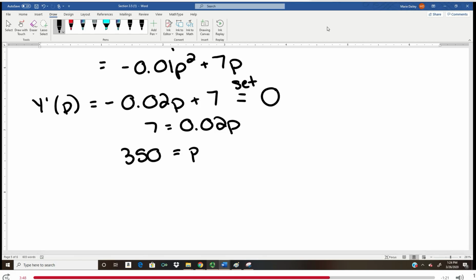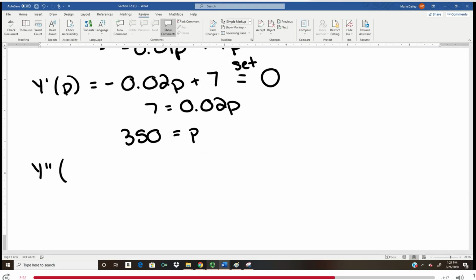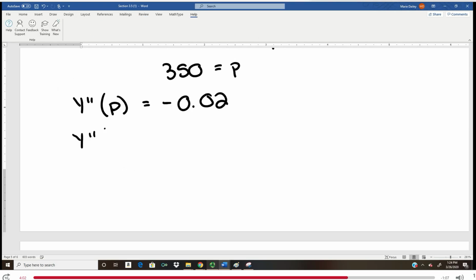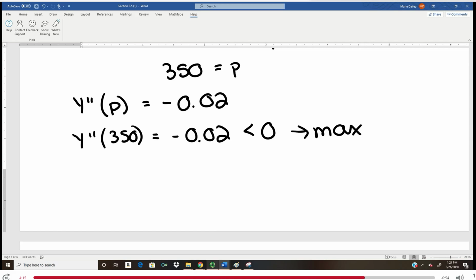Now, like we've done in all the other problems we've talked about in this section, as well as the last one, we need to verify that this is, in fact, going to be a maximum. So we're going to take then that second derivative, plug our critical value of 350 into our equation. It's a nice constant function. This is less than 0, so by the second derivative test, of course then, it's going to be a max, which is exactly what we wanted.